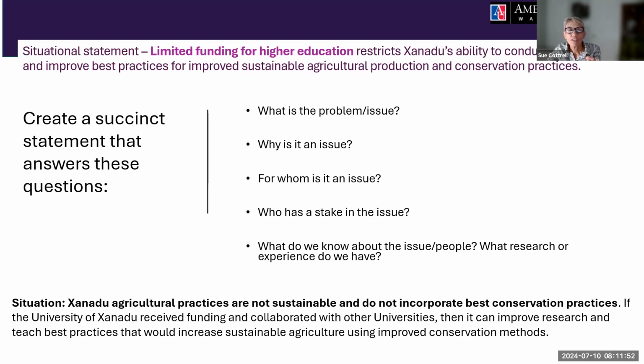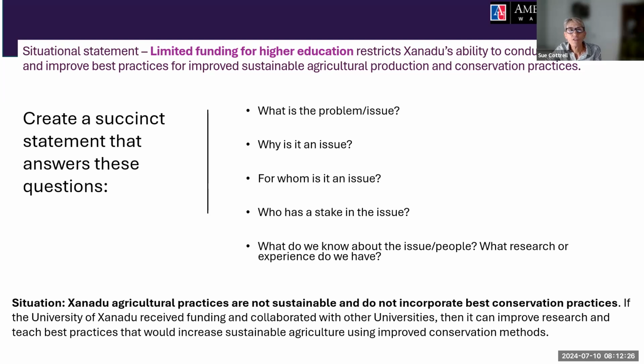But if the University of Xanadu, this is your theory of change, causal thinking, right? If the University of Xanadu received funding and collaborated with other universities, then it can improve research and teach best practices that would increase sustainable agriculture using improved conservation methods. You can see why it's an issue, because it's limiting their ability to conduct research and improve agricultural practices in Xanadu. For whom is it an issue?